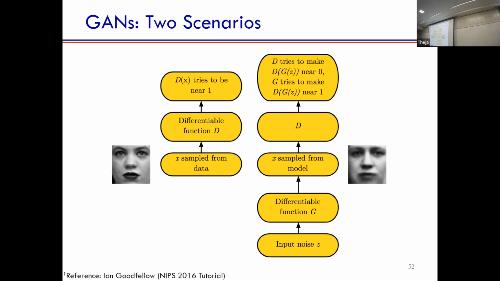In the second scenario, we involve the second player, G, whose objective is to confuse the first player. Remember, the first player is just trying to say, this is an image from the data set, or this is not an image from the data set.